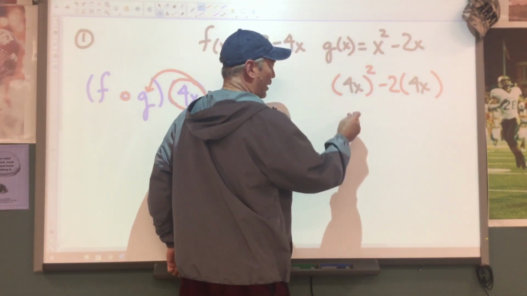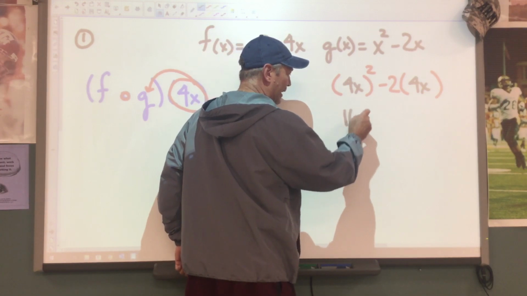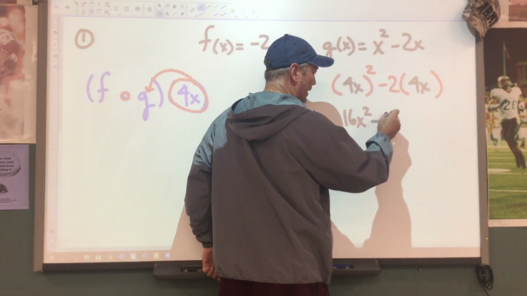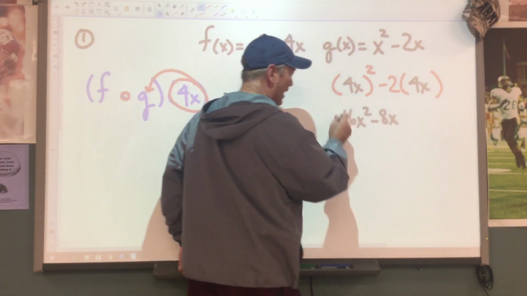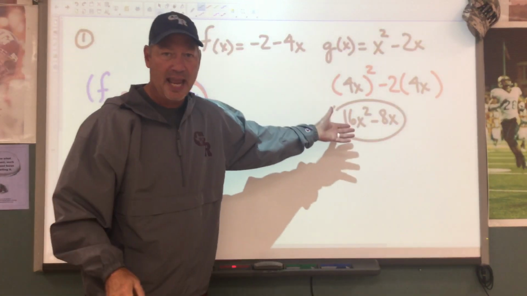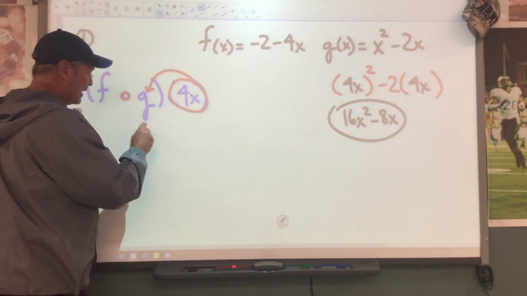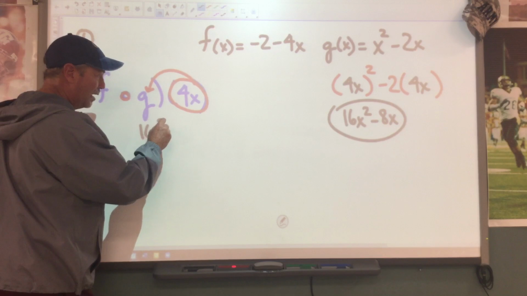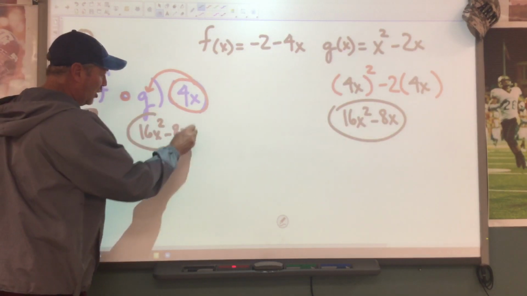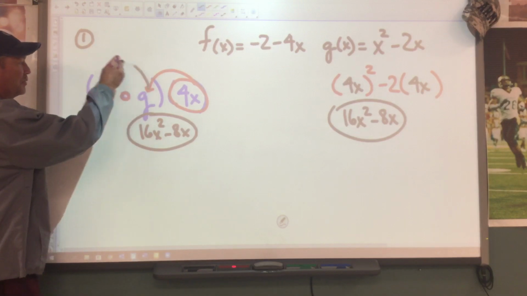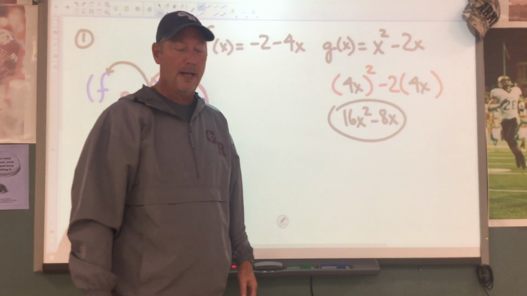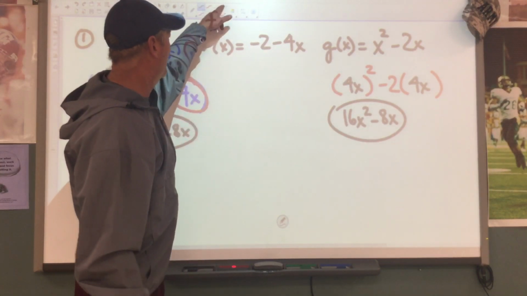Well, 4x squared ends up being 16x squared. -2 times 4x is a -8x. This is my g answer: 16x squared minus 8x. They're going to ask me to take all of this and substitute it into my f problem, my f function. Okay? So what does that look like? Well, that's going to look like this.